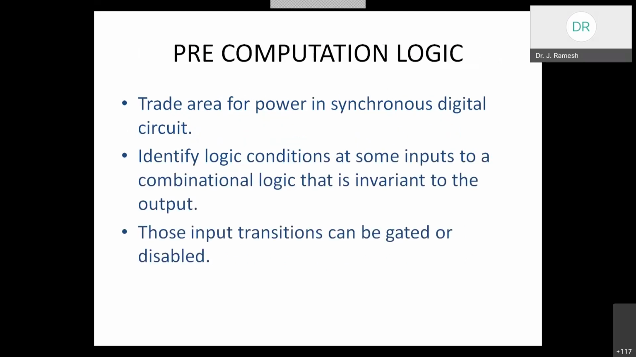So next one is the pre-computation logic. This is also one of the power consumption reduction techniques applied at the logic level. Here we are trading the area for power. So what is pre-computation logic? From the name itself we can understand something is done a priori, that is, before computation, before making your signal propagate. We are trying to control here.